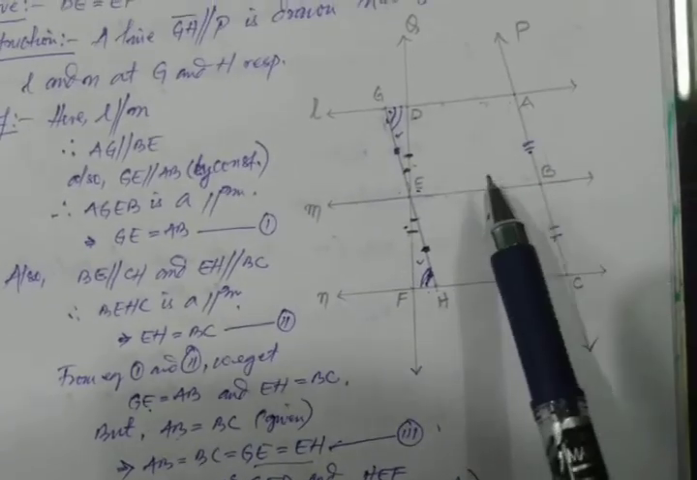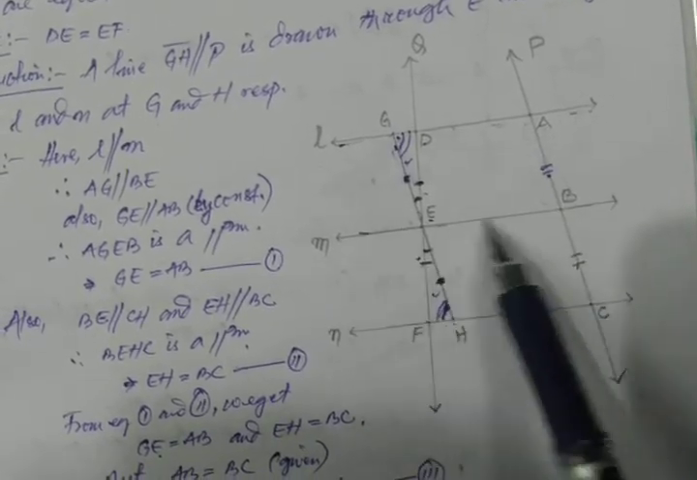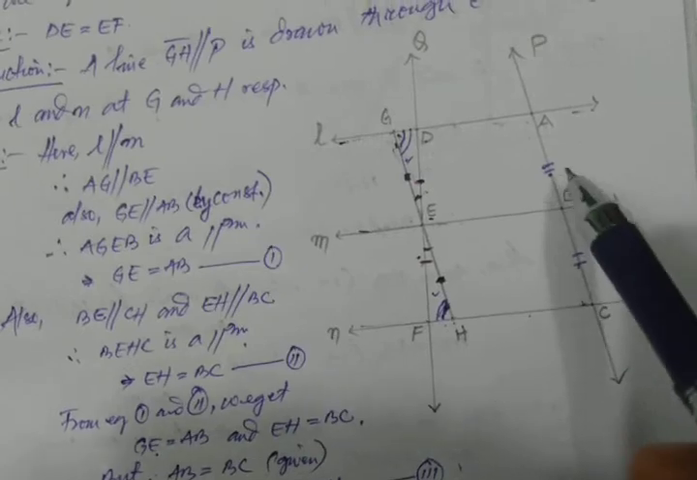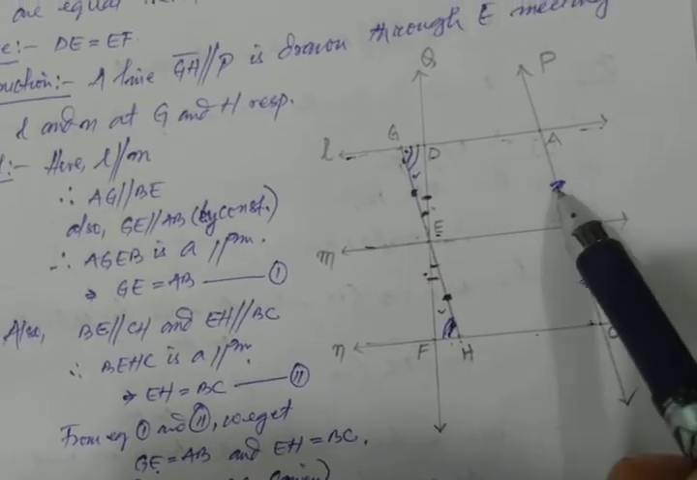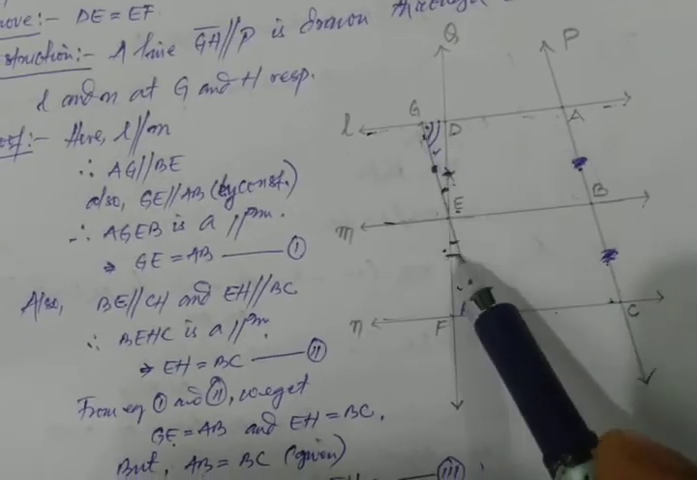Now, to explain more, let us remember that if there are any three parallel lines and the intercepts on one transversal are equal, we have to just know that the intercepts made on the other transversal also should be equal.